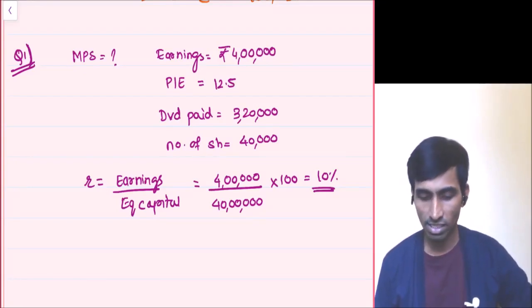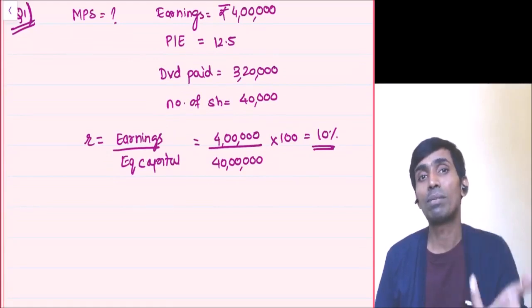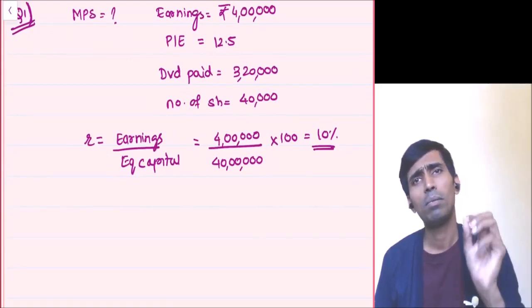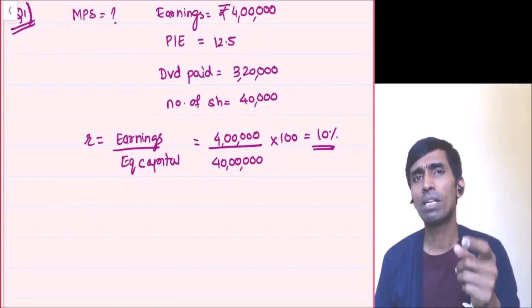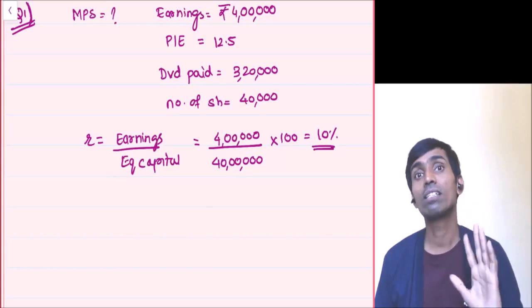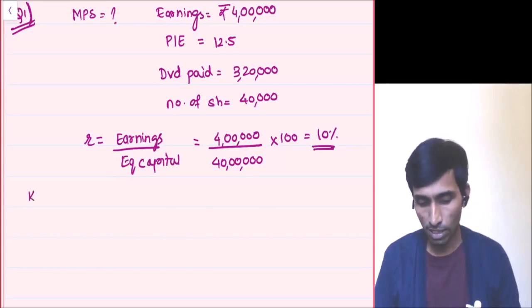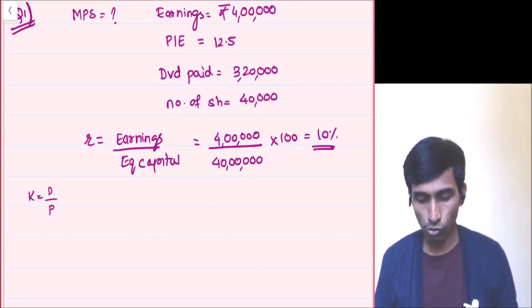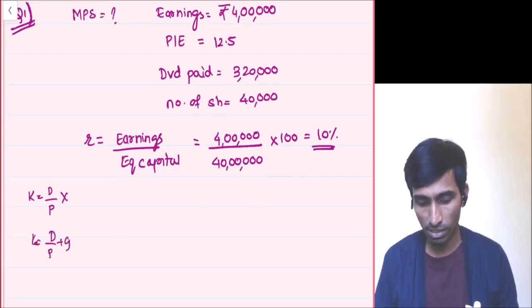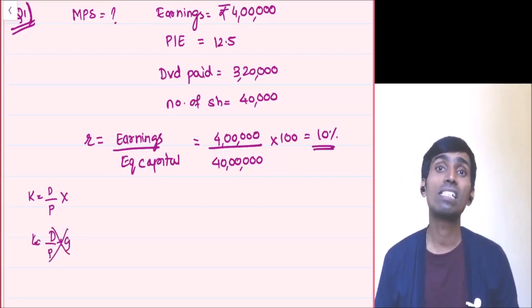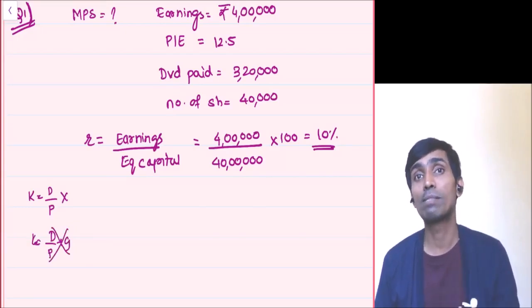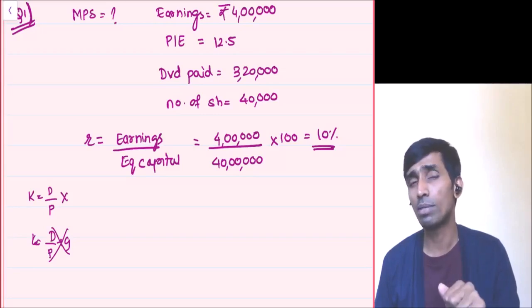Now, to find whether the dividend payout is optimal or not, we need R and K. We should find K. If you remember, in K there were different approaches. One formula in cost of capital was D by P, but we don't know the price, so this can't be applied. Growth is not given, so Gordon's model can't be applied. Then CAPM, RF plus beta into RM minus RF, also can't be applied.